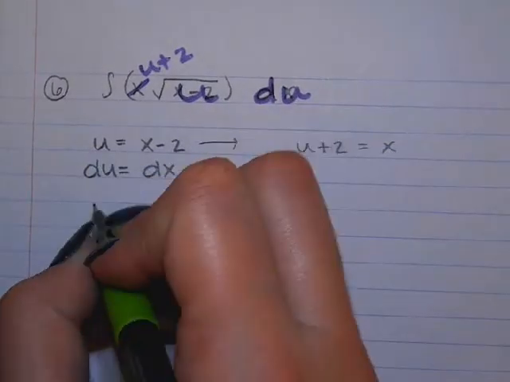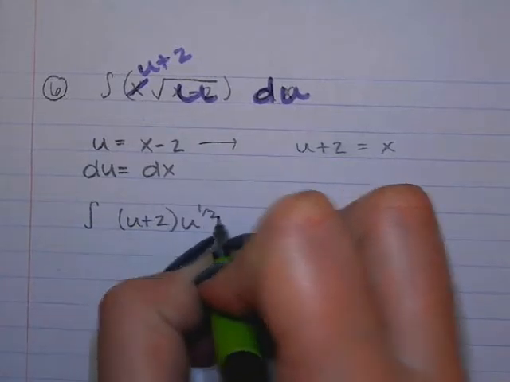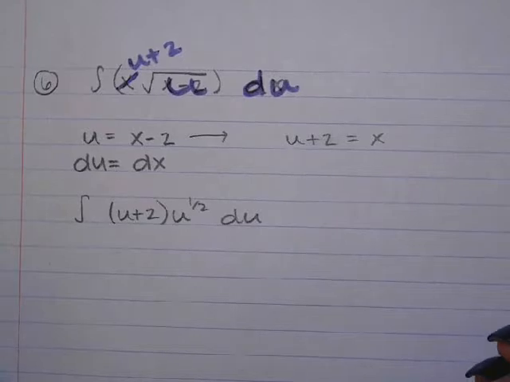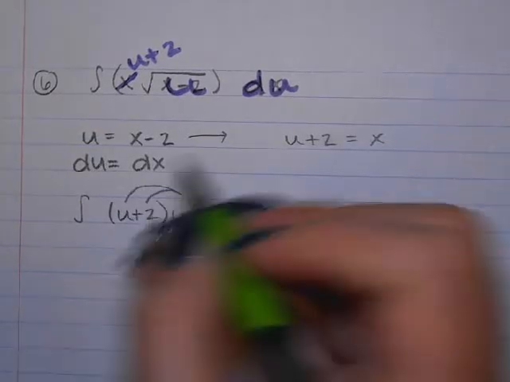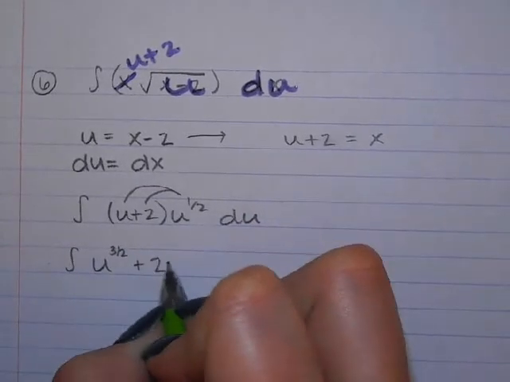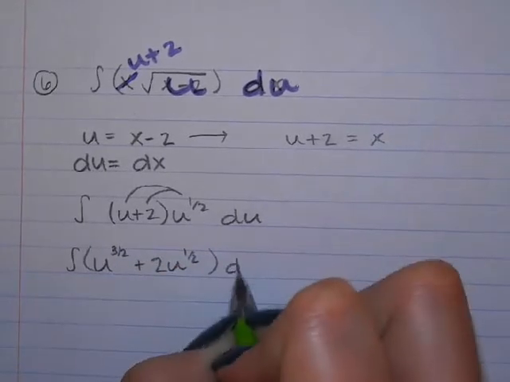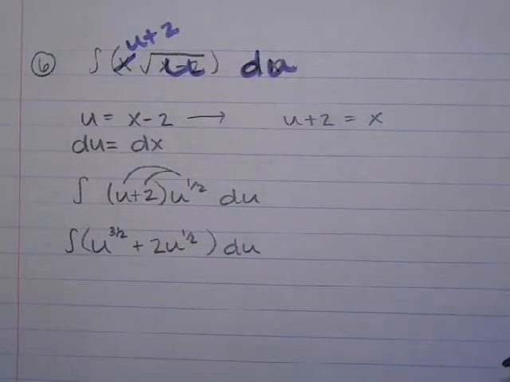Okay, so we have u plus 2 times u to the 1/2 du. What do we do from there? You have to distribute out the... Yeah, we have to distribute. Okay. All right, so now what do we do? Now we integrate or do the antiderivative, however you want to phrase it is fine.